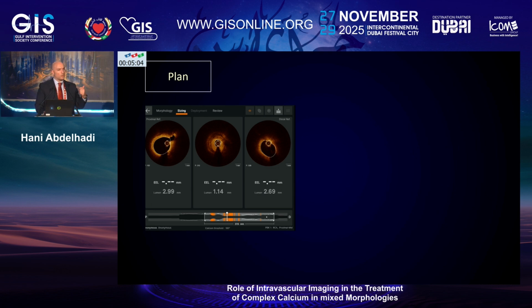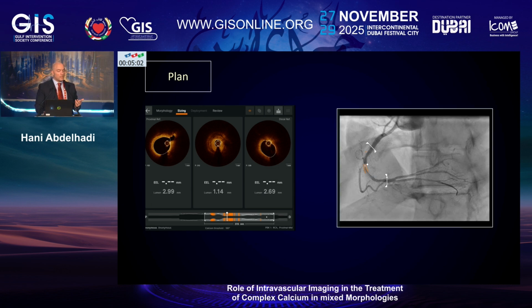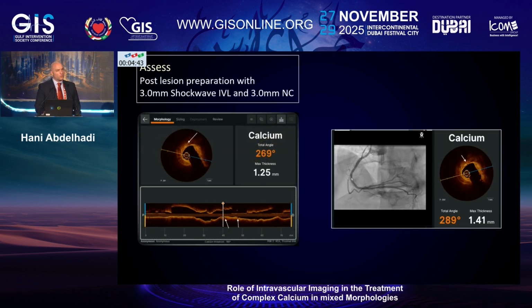The next step is to plan our procedure. How big is the vessel? Where do I start? Where do I finish? Where is the calcium? So you can look on your co-registration. It's a 3.0 vessel. We know where we need to start, we know where we need to finish, and we know where to focus our calcium management. We're going to spend a lot of money on our balloon or whatever we're going to use, so we need to focus all of our efforts in the specific place where it gives us the most bang for our buck. Once we've done our lesion preparation, we've chosen the right IVL balloon, the right NC balloon, we go back and re-image to make sure that we prepared the lesion.